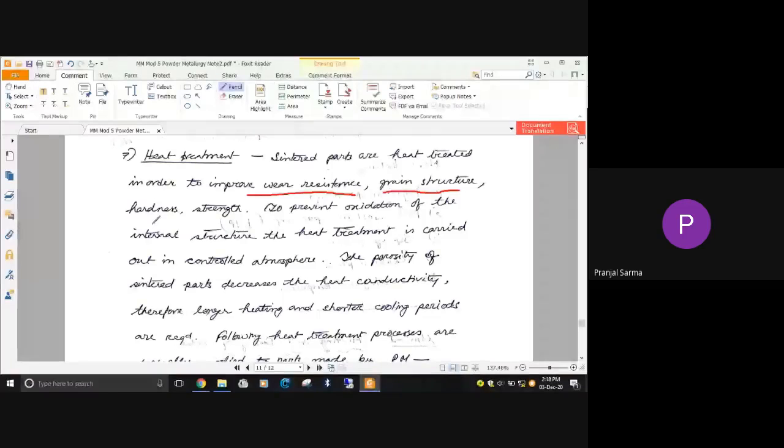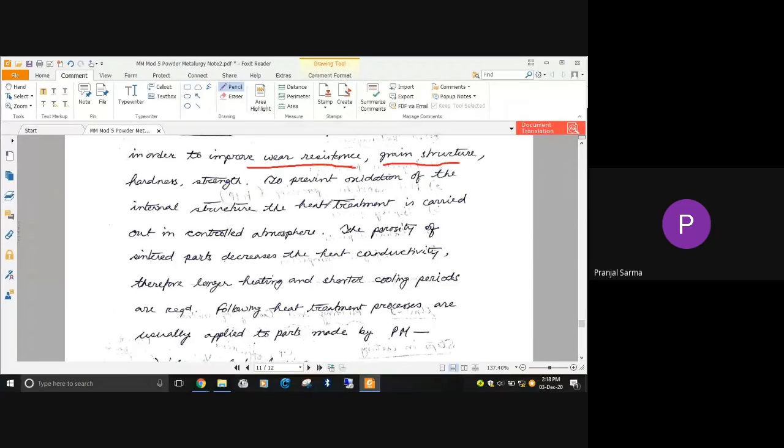But the thing is, we know that in heat treatment, one of the problems is that it is prone to oxidation. Yes, that we already know. Now, to prevent oxidation of the internal structure, the heat treatment has to be carried out in a very controlled atmosphere. Sometimes we do it in an inert atmosphere also. Sometimes, like some other plating kind of thing, we can have that. So some controlled atmosphere we have to produce.